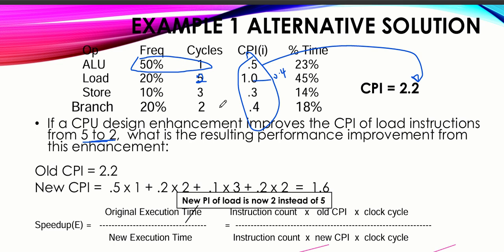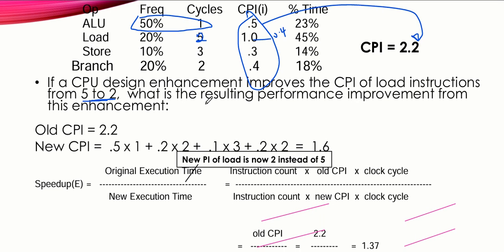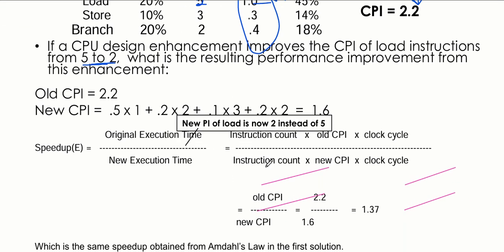And that's really that. So when you come back to finding the speedup, remember the speedup will be the ratio of the original execution time to the new execution time. Remember that relation: performance is inversely proportional to execution time, and execution time is directly proportional to the CPI. The speedup has to be a number greater than 1 if you are really talking about an improvement. So at the end of the day, you'll be doing a ratio of 2.2 over 1.6, and that will give you 1.37.